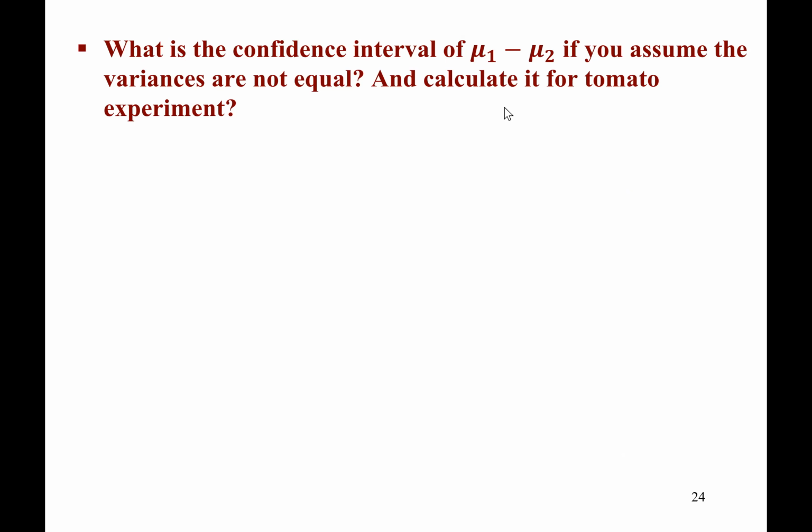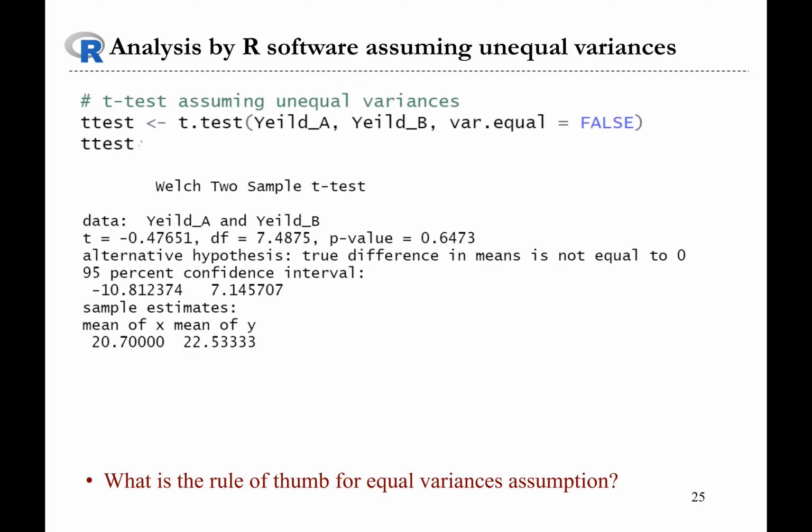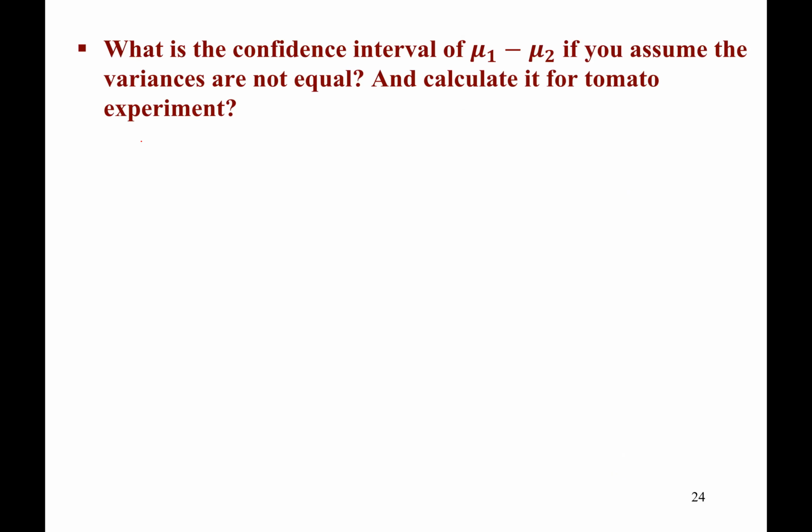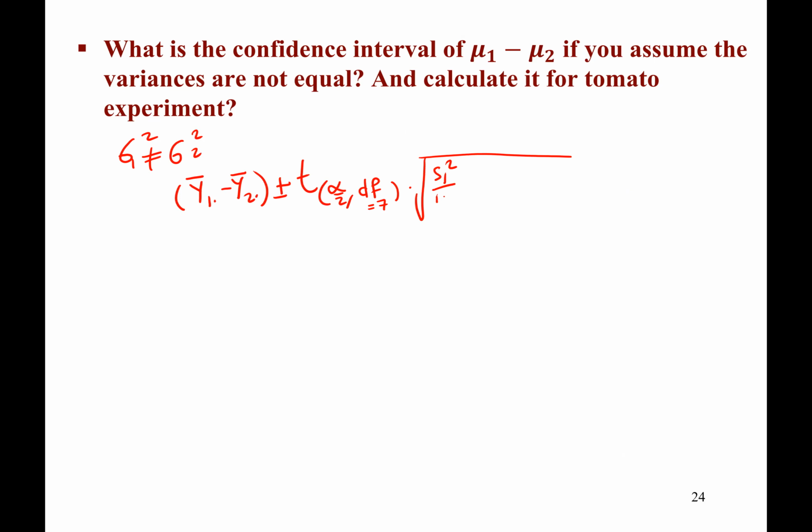The only change is that we do not have Sp. So assuming sigma 1 squared doesn't equal sigma 2 squared, our formula is y1 bar minus y2 bar plus or minus t at alpha over 2, with degree of freedom, in this case 7, which is different from the previous one, times the square root of S1 squared divided by n1 plus S2 squared divided by n2.